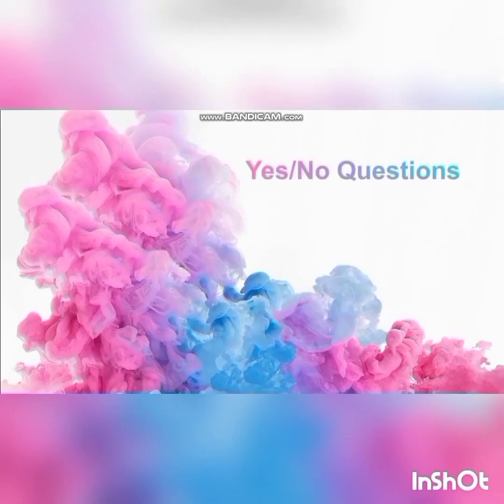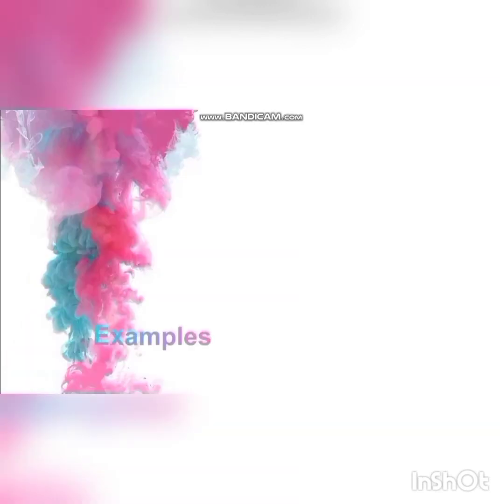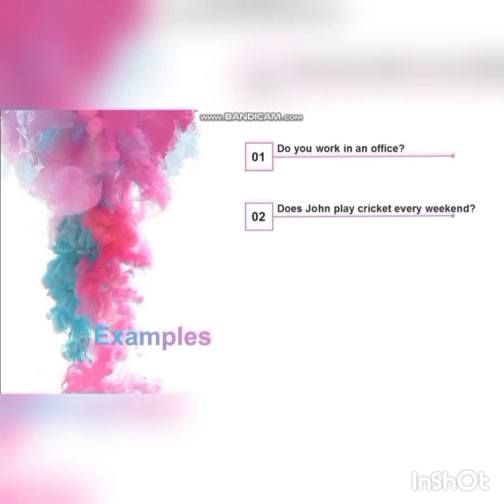Yes-no questions. We use do or does before the subject to make the yes-no question. Do I play? Do you play? Does he play? Does she play? Does it play? Do we play? And do they play? For example, do you work in an office? Does John play cricket every weekend? Do they like traveling?